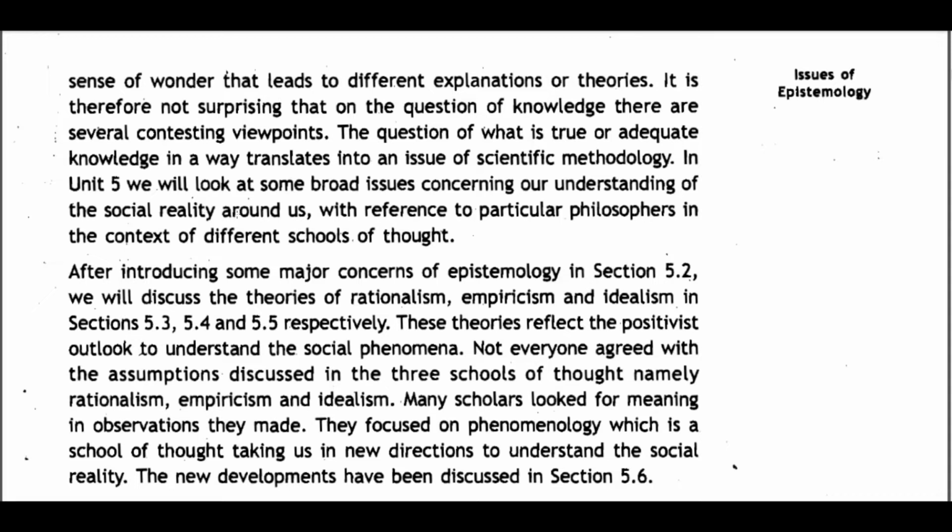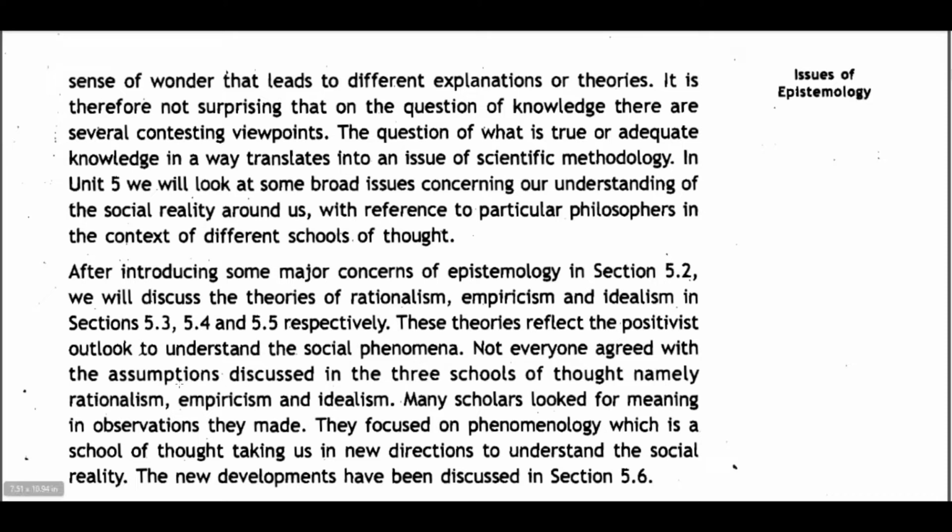In Unit 5 we will look at some broad issues concerning our understanding of the social reality around us, with reference to particular philosophers in the context of different schools of thought. After introducing some major concerns of epistemology in section 5.2, we will discuss the theories of rationalism, empiricism and idealism in sections 5.3, 5.4 and 5.5 respectively. These theories reflect the positivist outlook to understand social phenomena.